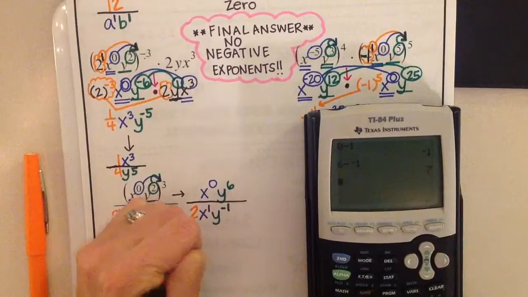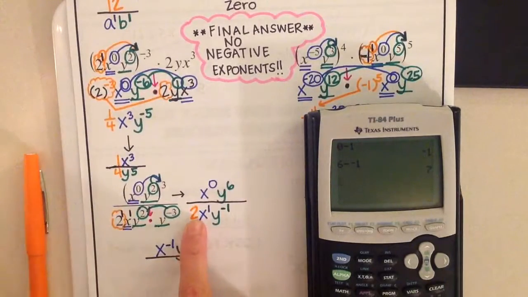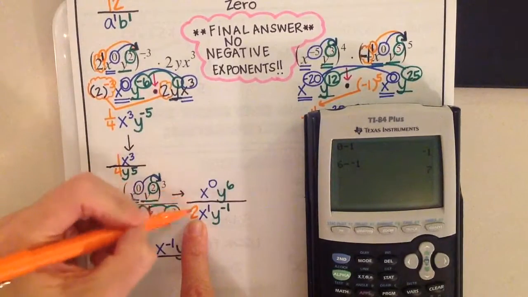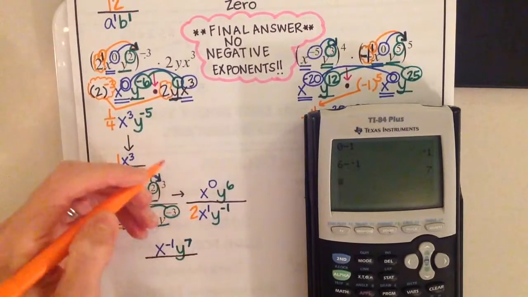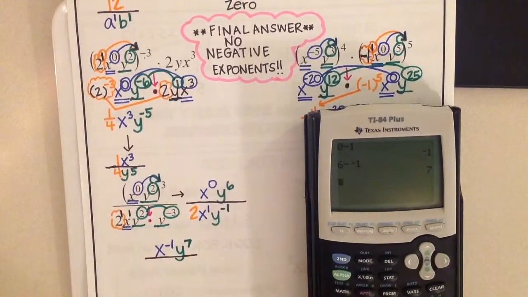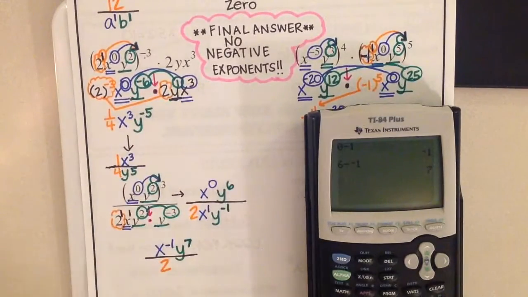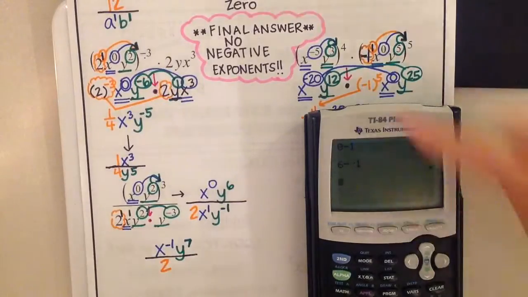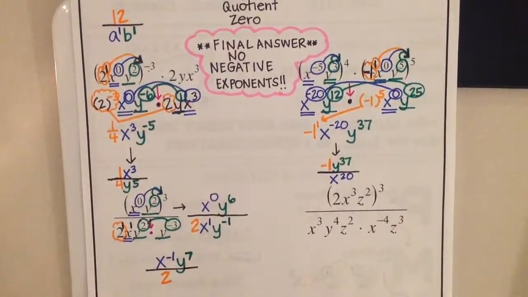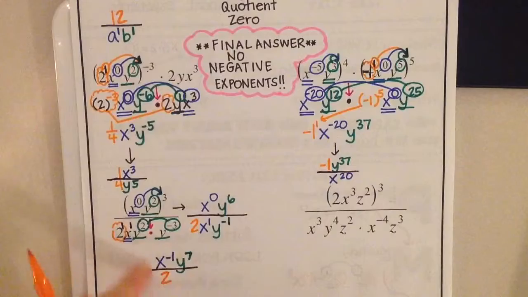Okay, now let's look at our base of 2. There is not a number here to divide by 2, so guess where the 2 is going to end up staying? In the denominator. So here's my final answer. That is the quotient rule. So now I'm going to check, do I have any 0 exponents? No, but do I have any negative exponents?